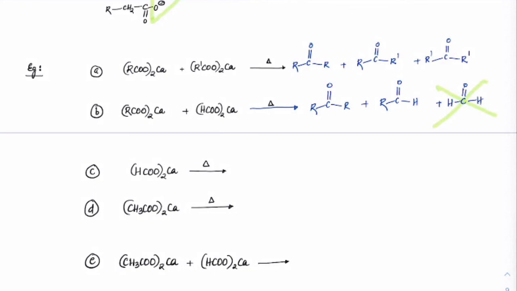So only two products in this case. Remember, if formate is given, then you will get only two products. One is the self product of this, one is the cross product of these two. Which means if I take only formate, calcium formate, there won't be any reaction. So here you will not see any reaction happening. Yes, all of you are following that.